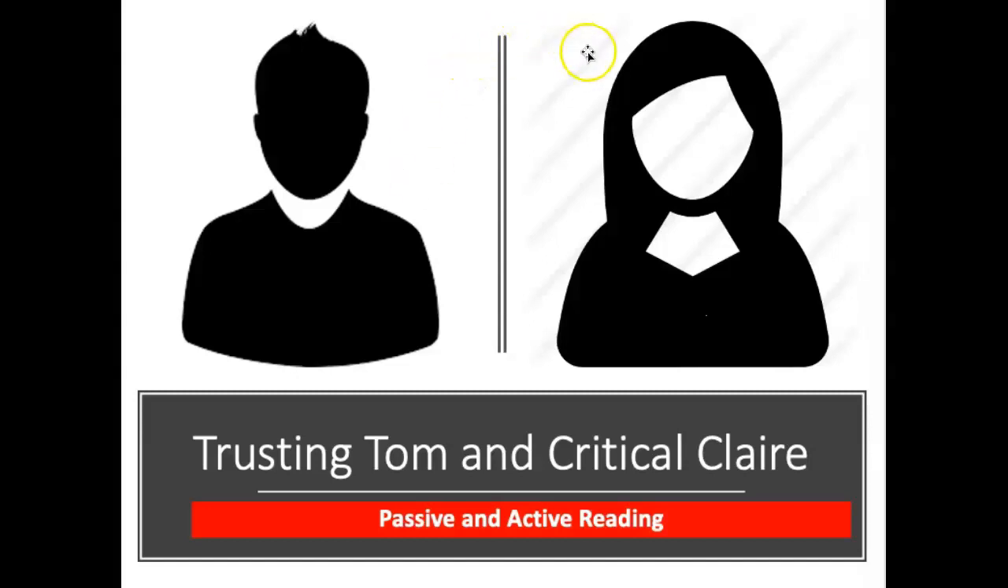And on my right, I have critical Claire. Critical Claire, on the other hand, is suspicious of what people tell her. She never trusts anybody. She always checks out their stories. Now, although critical Claire doesn't have many friends, she doesn't get herself into any academic trouble because she is always checking up on everything. So passive reading would be done by trusting Tom. Critical Claire, on the other hand, is a highly active reader who checks up.